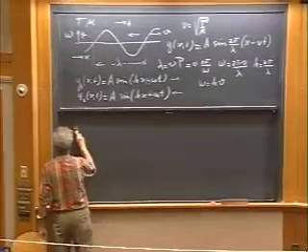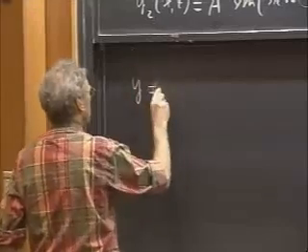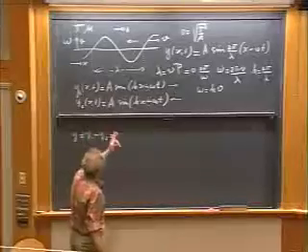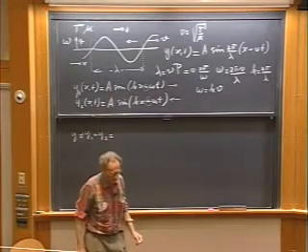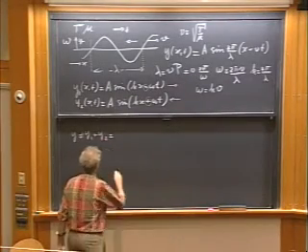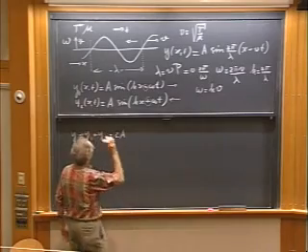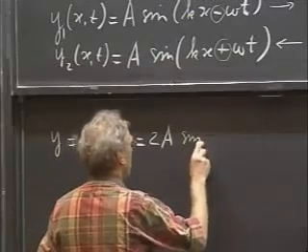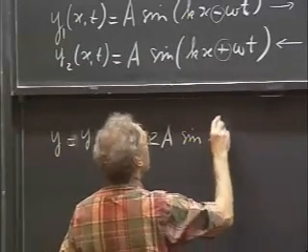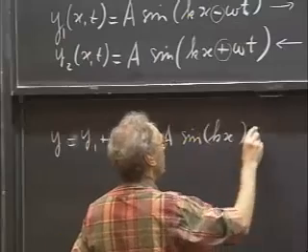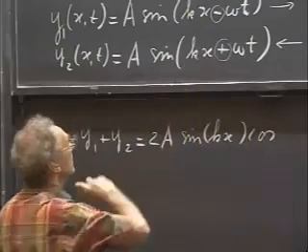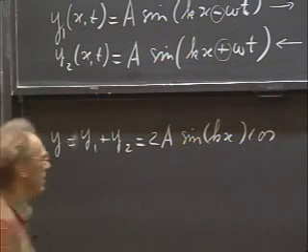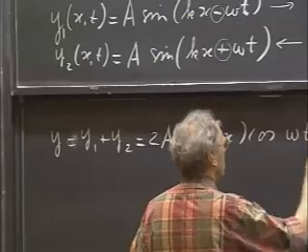And so y, which is then the total displacement, is y1 plus y2. And so I get the sine of alpha plus the sine of beta. That is twice, so that becomes 2a times the sine of half the sum, which is kx, times the cosine of half the difference. Half the difference would be minus omega t, but minus and plus for cosine is the same thing, so I will just write down cosine omega t.